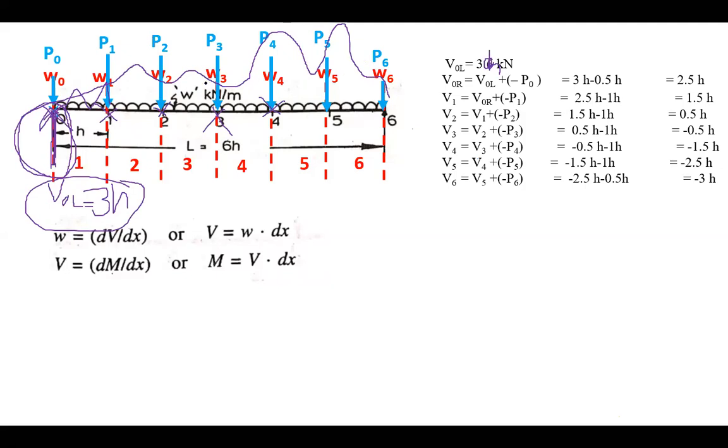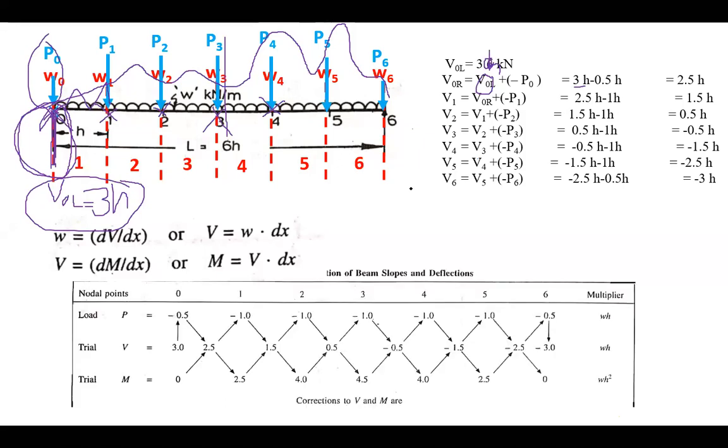This kind of irregular load cannot be solved by regular methods, because regular methods are applicable for uniform loads like UDLs or UVLs. For very irregular loads, a numerical method is definitely necessary. In that, a trial value of shear will be assumed over here, then the further shears can be calculated as the previous shear plus the equivalent joint load. So the previous shear is 3, minus, because this P naught is minus 0.5 H. We have already calculated these values, and the multiplier is WH. 0.5 WH, 1 WH. I have just 1 minute left. I'll quickly complete.